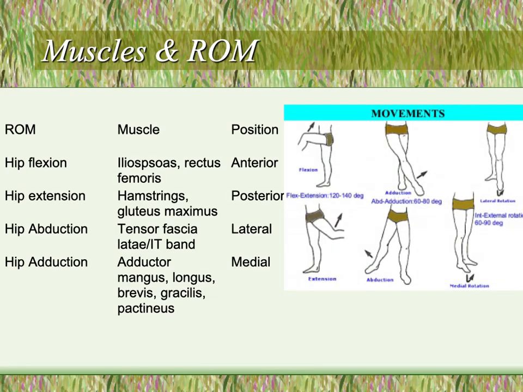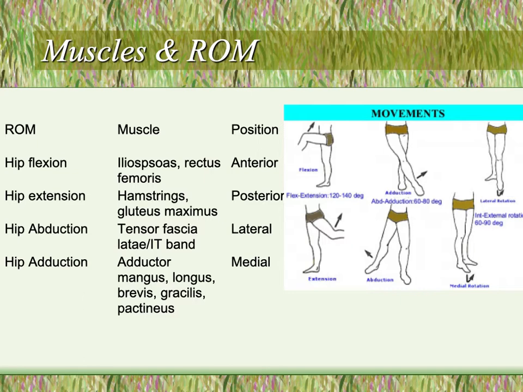All right, our hip range of motion. There's a lot on this particular screen, so I'm only talking about flexion, extension, abduction, and adduction. First, hip flexion. The iliopsoas is a muscle, and all the hip flexors are on the anterior portion of our body. Hip extension: there are the hamstrings and gluteus maximus, which are on the back side, or the posterior aspect, of our body. Hip abduction is taking the leg away from the midline. That's our tensor fascia lata or IT band, which you talked about in the knee, and it's on the lateral side of our leg.